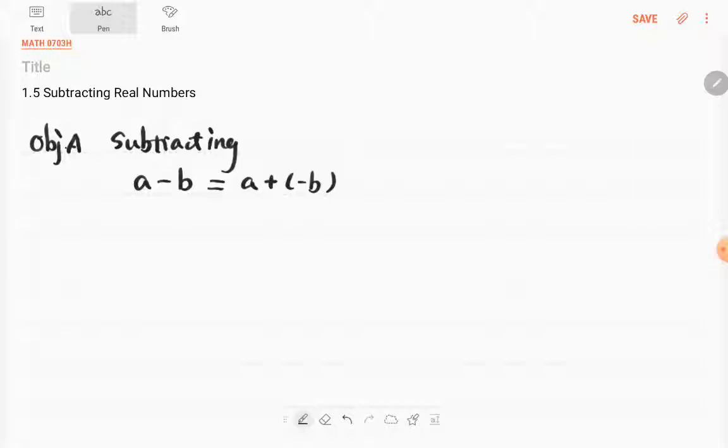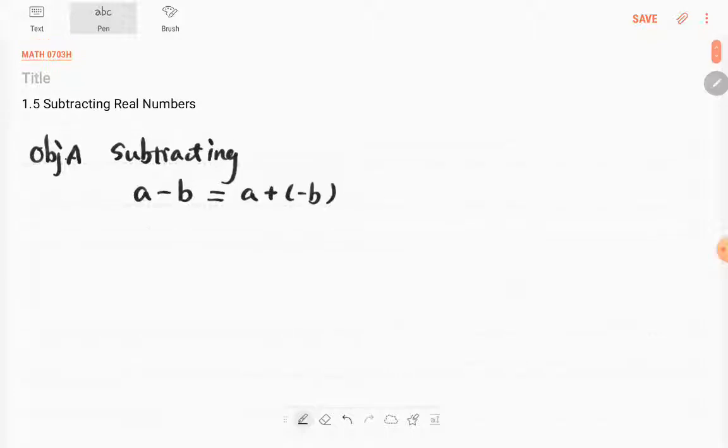So if A minus B, we can transfer this subtraction to an addition. A minus B equals A plus negative B. Or we can say, if one number minus another number, we can always treat it as one number plus the opposite of the second number. Okay, so let's check some examples to help you understand better.